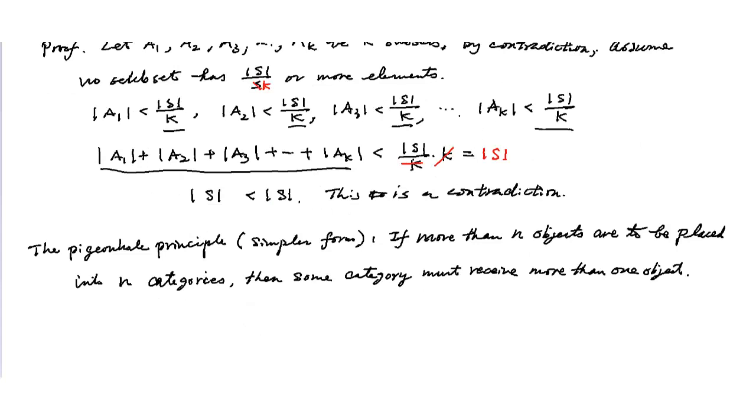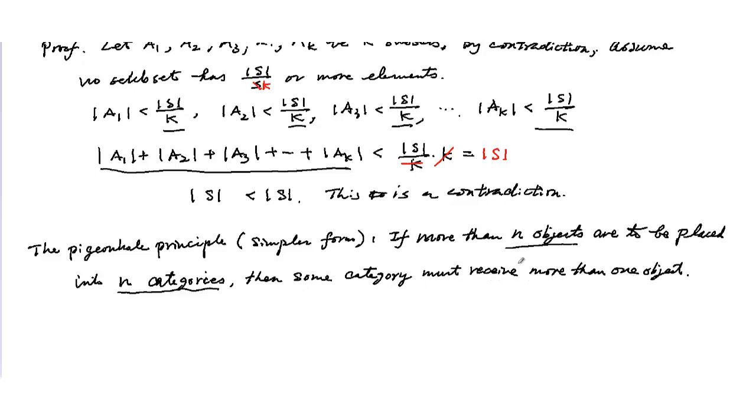Here is a simpler pigeonhole principle statement, and you can see this one from the book. The simpler statement is that if more than n objects are to be placed into n categories, then some category must receive more than one object. This is like the example we did. There are 11 pigeons to be placed into 3 pigeonholes, then some category must receive more than one.